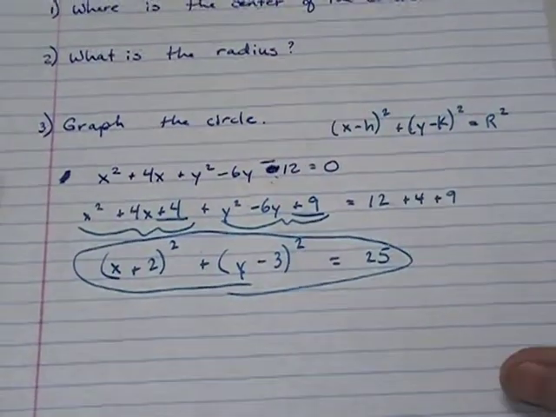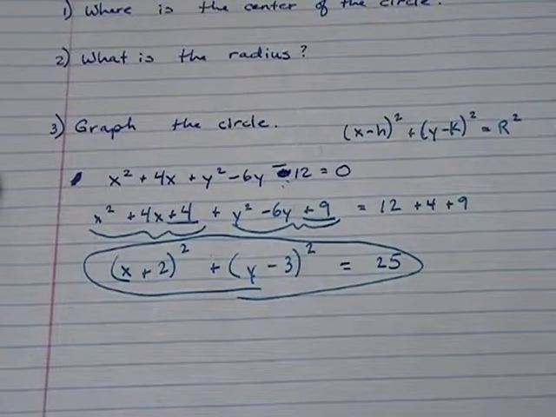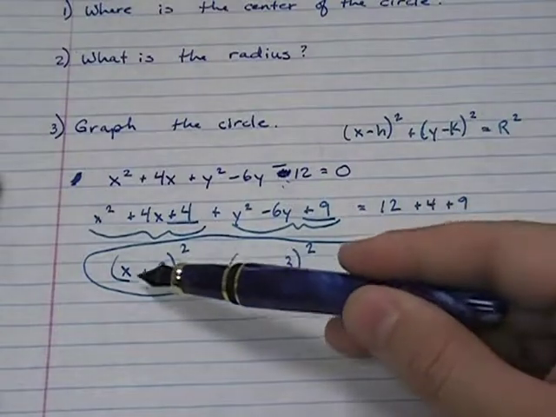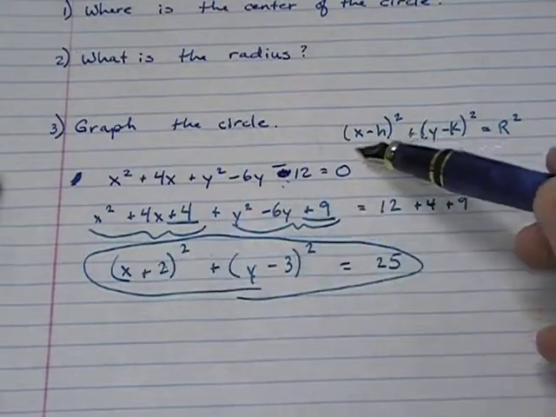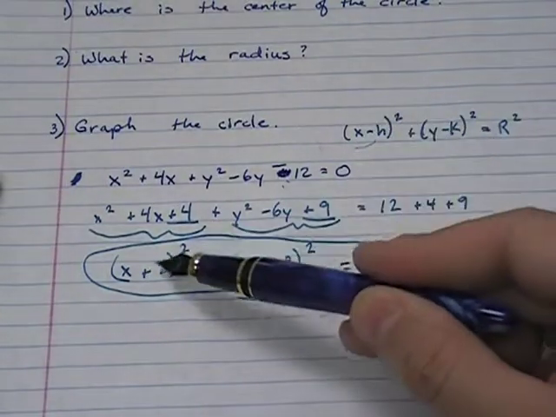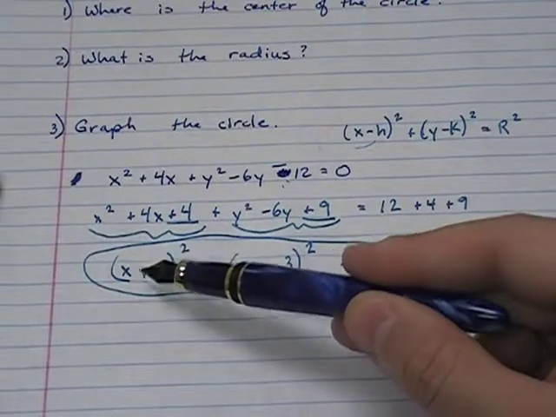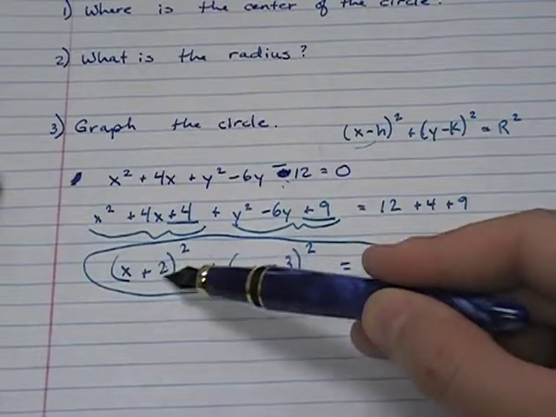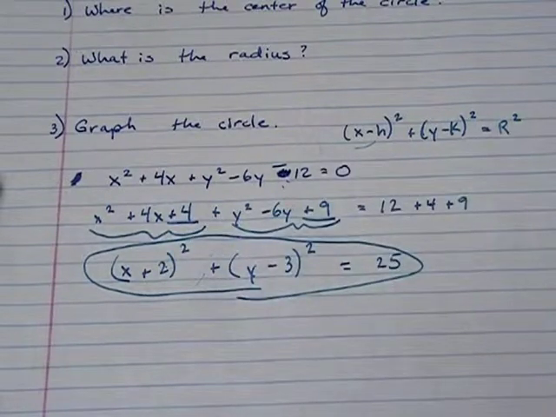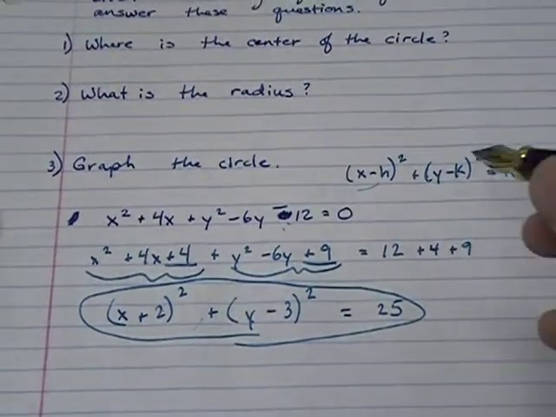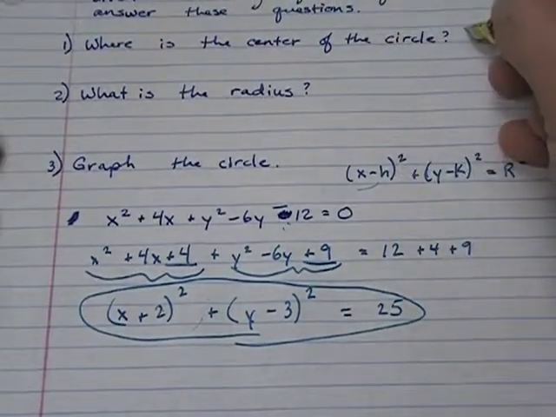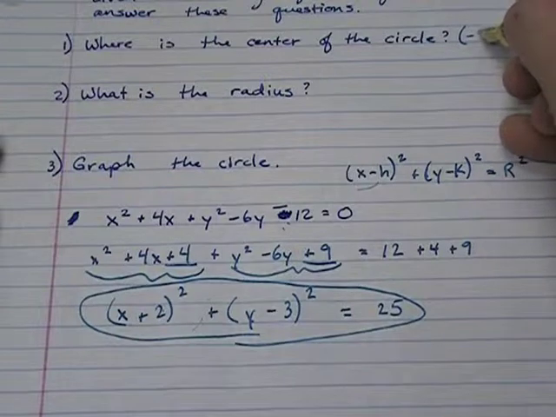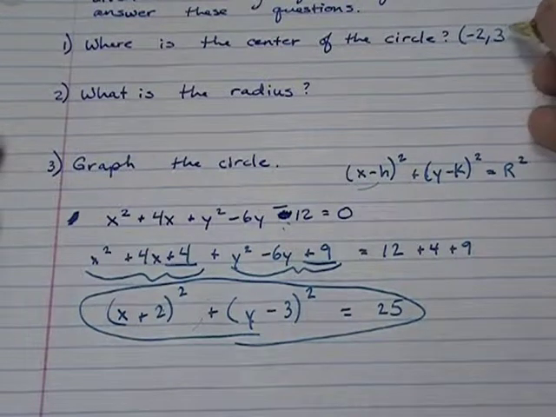Okay, so what is the center? Well, the center is (h, k). Okay, well, what do I have to subtract from x to make it look like this? And the answer is negative 2. Right? X minus negative 2 is the same as x plus 2. So the center of the circle is negative 2, comma 3.